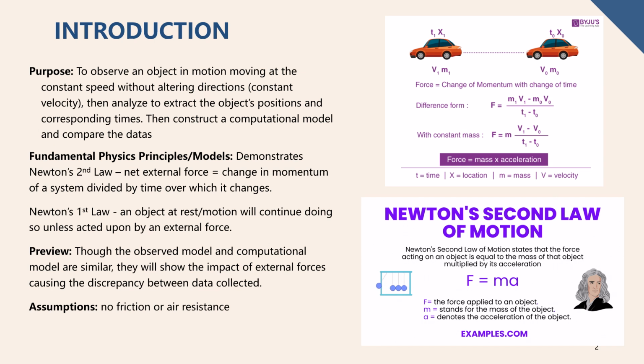And then Newton's first law, which states an object at rest or in motion will continue what it's doing unless it is acted upon by an external force. And so, preview: though the observed model and computational model are very similar, they will show the impact of external forces causing the discrepancy between the data that was collected. And assumptions: we assume that there was no friction or resistance in this lab for our purposes.